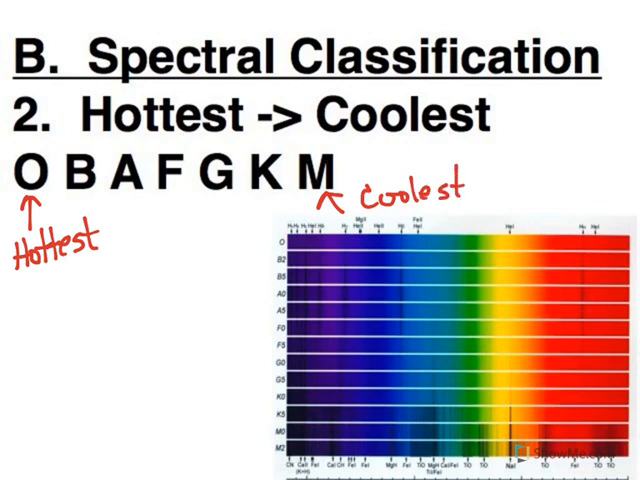And that's what this picture is showing as well. We're going from O to M, from hottest to coolest. And you can see there's a definite trend based upon the temperature of what lines appear. Our sun is a G star. So we are on the cool end of the spectrum. We're actually a G5. Each of these are subdivided into smaller groups by number, but for this class, for our purposes, we're only worrying about the main categories of O, B, A, F, G, K, M.